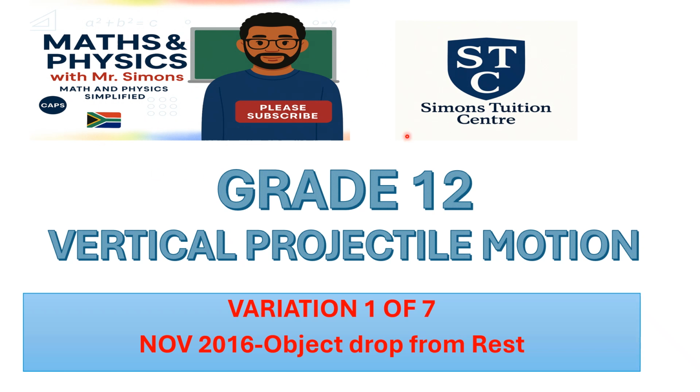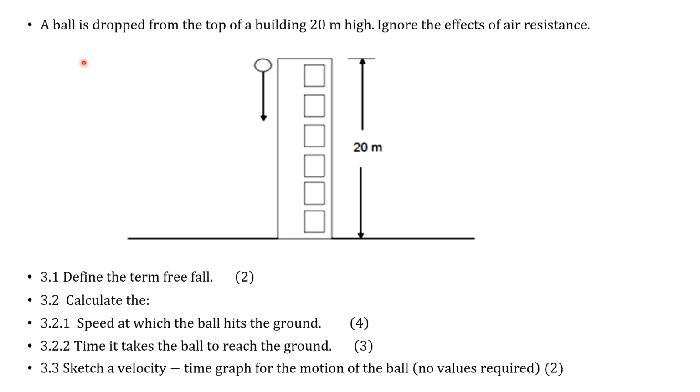We're looking at the first variation of 7 variations previously tested, and this one is the basic where the object is simply dropped from rest. Look here, a ball is dropped from the top of a building 20 meters high. Ignore the effects of air resistance. So the ball is dropped, and from the top to the bottom it's going to travel 20 meters.